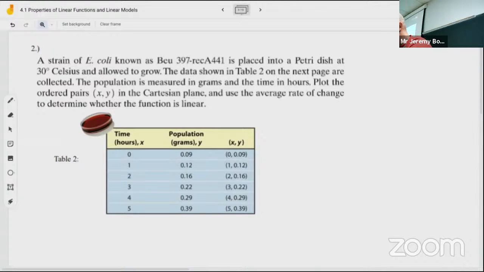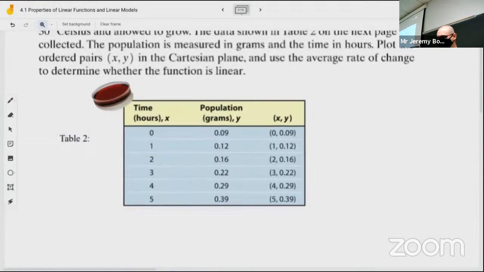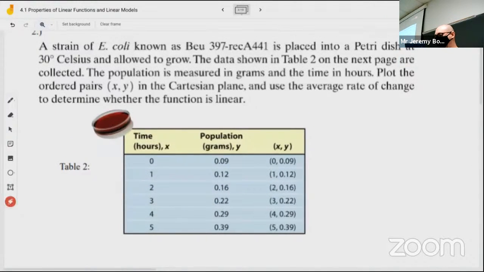Plot the ordered pairs X, Y in a Cartesian plane and use the average rate of change to determine whether the function is linear. I think y'all know how to plot stuff, so we're not going to focus on that. We're going to focus on trying to figure out if this is linear or not. If I was given this problem and I looked at it, first thing I would notice is my X is increasing by 1 every time. It doesn't skip any values: 0, 1, 2, 3, 4, 5. And so I can really just look at my Y's and say, okay, how much did that increase?